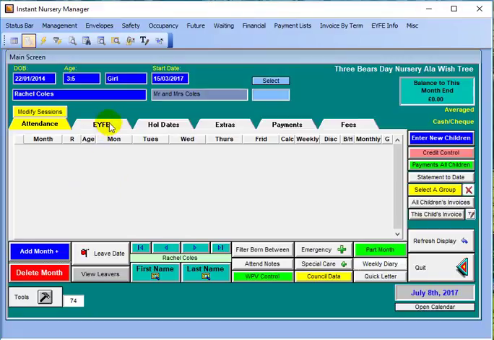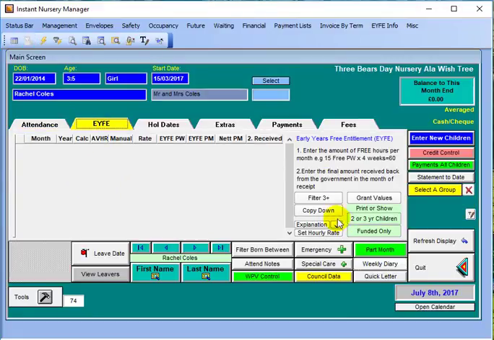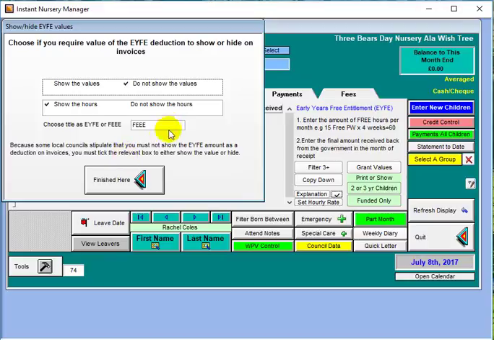So with the instant nursery manager you can choose, for example here look, if you click on this drop down here, you can decide whether to call it EYFE or FEEE.